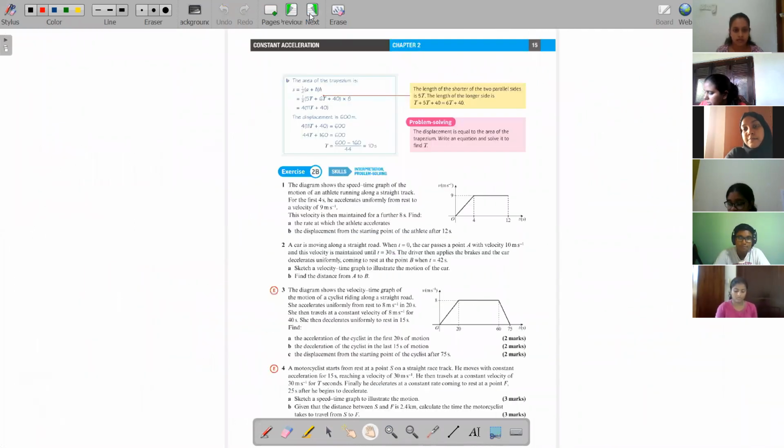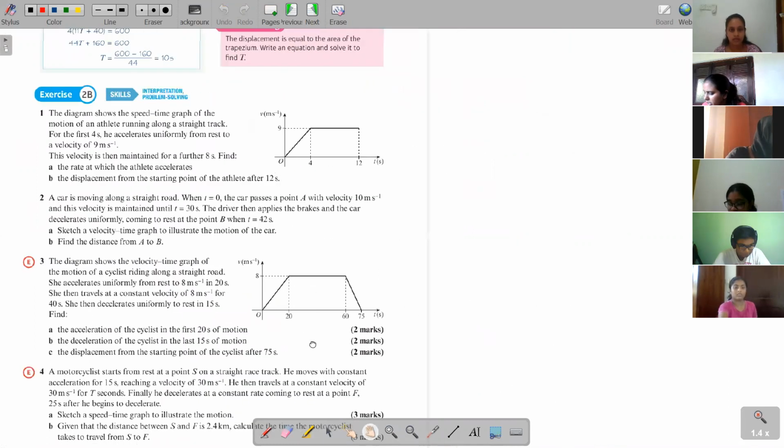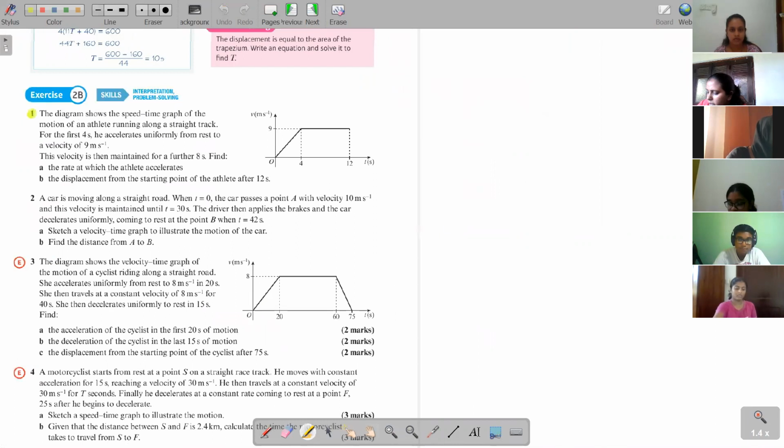So let's go to the questions. There are a lot more questions to do. So we'll start with question number 1. I'll help you all with question number 1. Look at this, children, everyone. The diagram shows a speed time graph of the motion of an athlete running along a straight track.